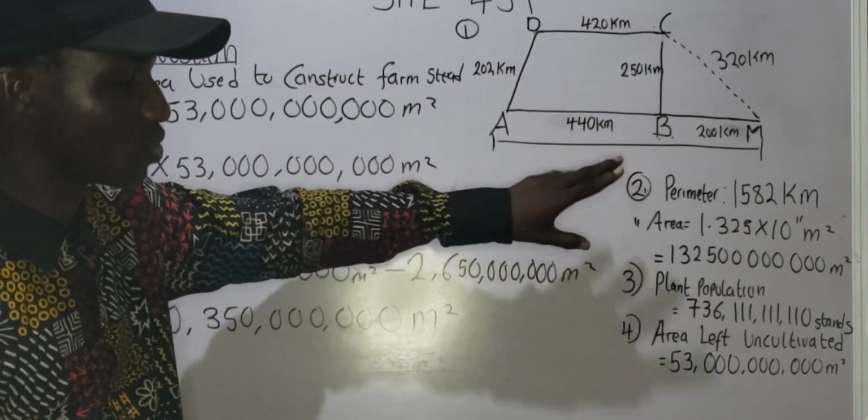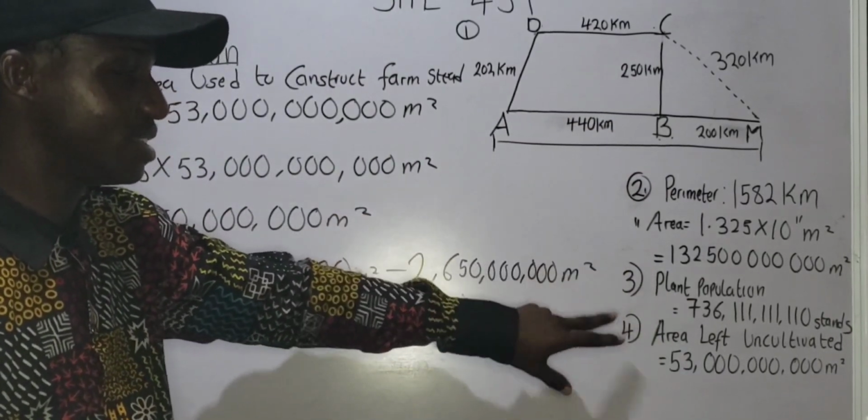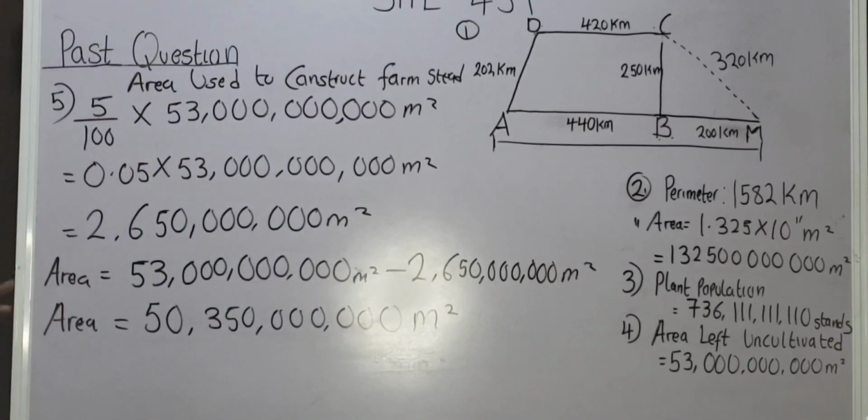This is the answer for question number 2. This is the answer for question number 2B. This is the answer for question number 3. This is the answer for question number 4. And this is the answer for question number 5. Do you understand? So see you in the next class.